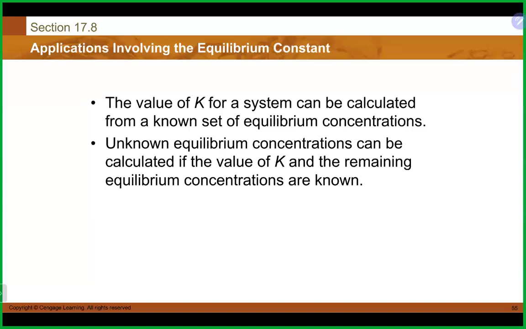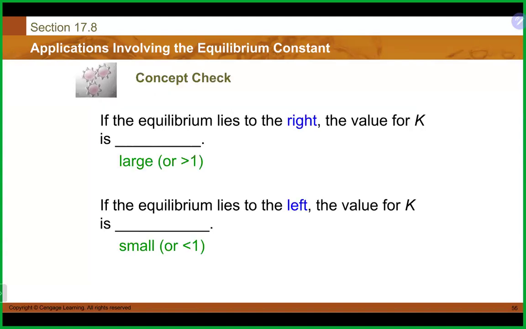Again, we could calculate K by using equilibrium concentrations. If you do not have equilibrium concentrations, you have to first figure them out, and then you could calculate K. The unknown equilibrium concentrations can be calculated if we do know the value of K. So here, the equilibrium lies to the right, or the product side. We would expect a large value of K greater than 1. If it goes to the left, again, we would expect a smaller value of K in this case.